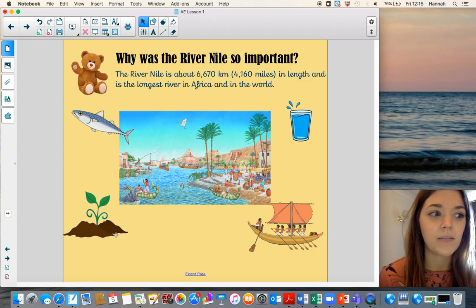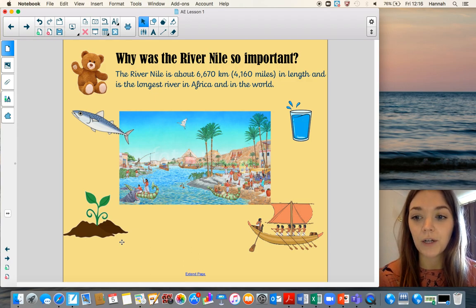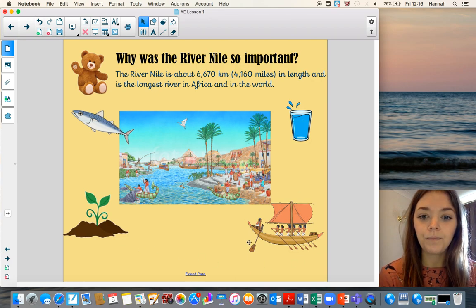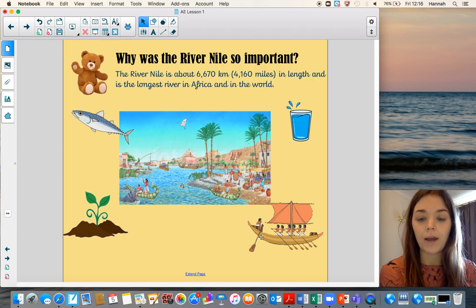Then we've got this one down here. So this is representing our land, and the land on the edges of the River Nile was very good for growing crops because it had very fertile soil, so they could produce some really good crops. Then finally, down here we've got our boat, and they would obviously use the River Nile for transportation, so they would use it to get from different places within Egypt, or to transport different things to and from Egypt.